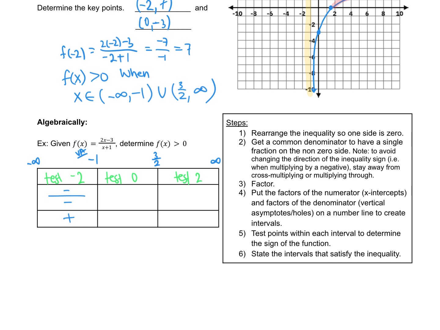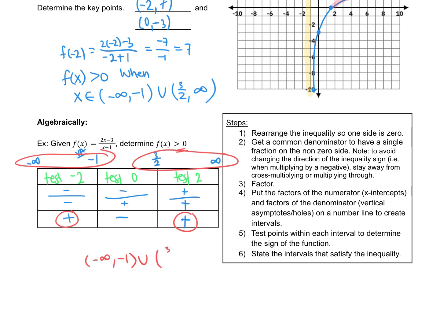When I test 0, the numerator will be negative, the denominator will be positive. That will give us an overall negative sign. And when I test 2, that would be 4 minus 3, which is positive, and then 2 plus 1, which is positive. And there it is. Now, in terms of us answering the inequality, we want to be greater than 0. That would be here and here. And those are the exact same values we got from the graph.